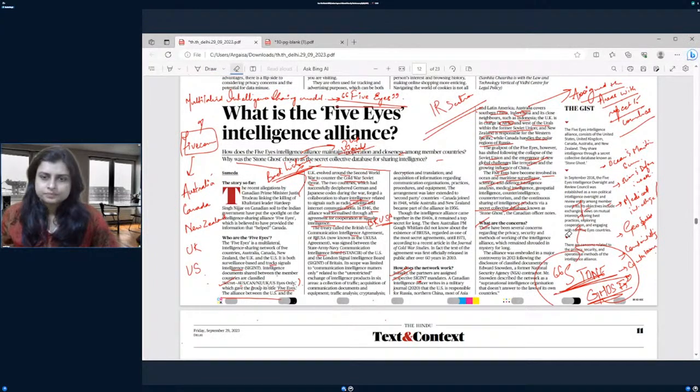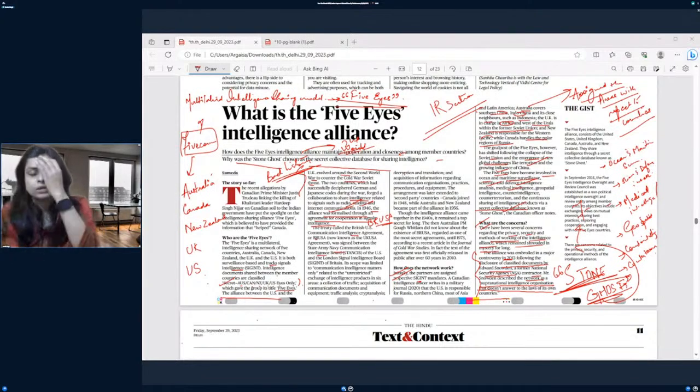So there have been several concerns regarding the privacy, security, and methods of working of the intelligence alliance, which remained shrouded in mystery for long. The alliance was embroiled in major controversy in 2013 following the disclosure of classified documents by Edward Snowden, a former National Security Agency contractor. He described the network as a supranational intelligence organization that doesn't answer to the law of its own countries. That means this intelligence alliance is not even answering the legalities or the laws of their own country. So you see the effectivity. What is happening is that you actually can't stop them with the information they are having in their data shell, that is the Stone Ghost.